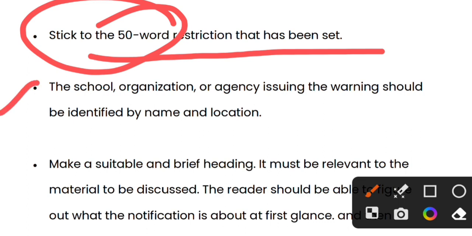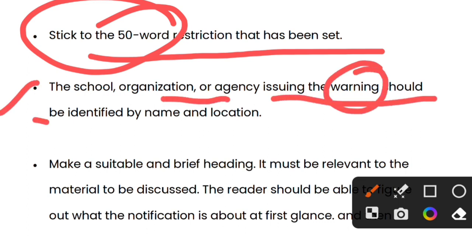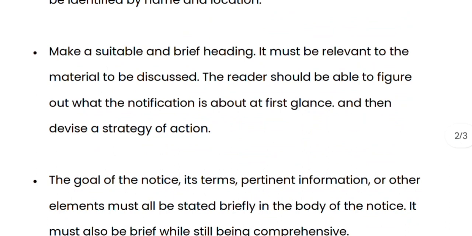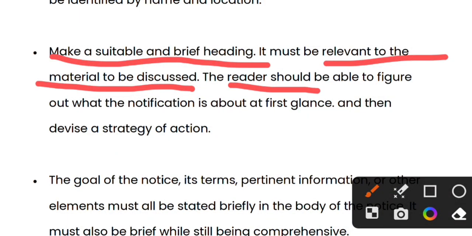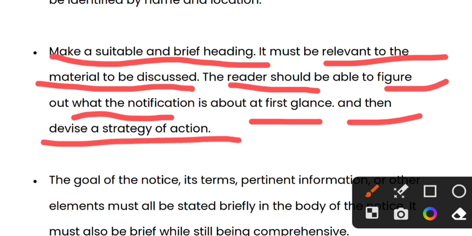Next is the school, organization or agency issuing the warning or notice should be identified by name and location. Next is, make a suitable and brief heading, which is very important. It must be relevant to the material to be discussed. The reader should be able to figure out what the notification is about at first glance, and then devise a strategy of action.